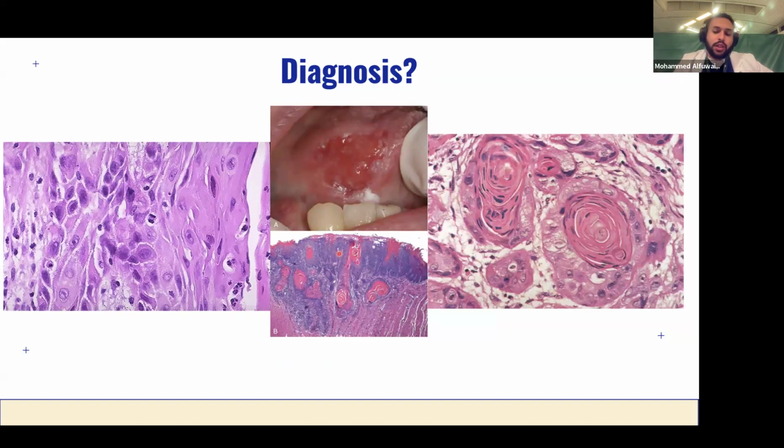Now, let's just say that you had a leukoplakia patient that did not care and continued smoking and developed into this. What is this?